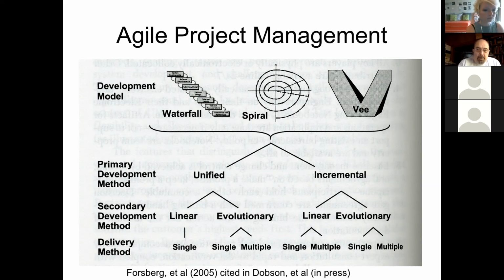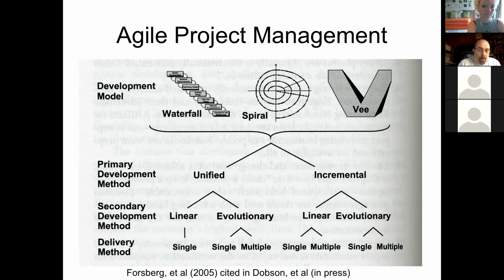The counter argument is that if you only choose one of these all the time, then you will inevitably make incorrect assumptions about the nature of the project, and you will drive project risk through the roof. So you can see how this breaks out in terms of development method. It can be unified or it can be incremental. The secondary development method can be linear or evolutionary, and the delivery method can be single or multiple. So the point is that you can do all of these.